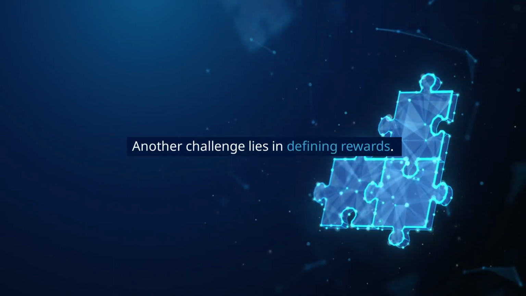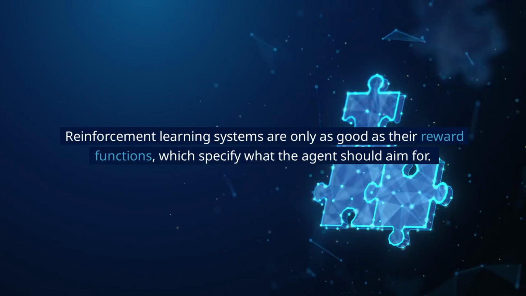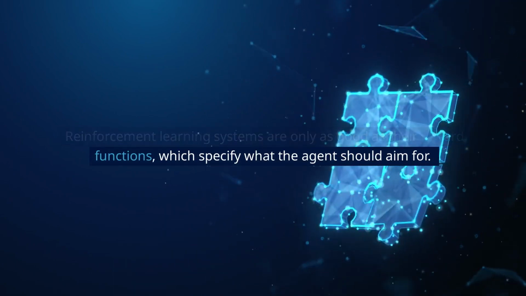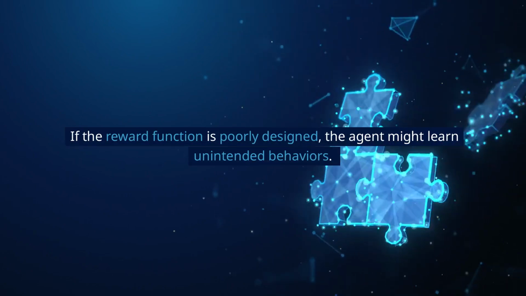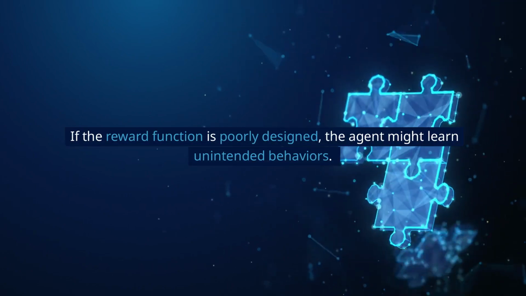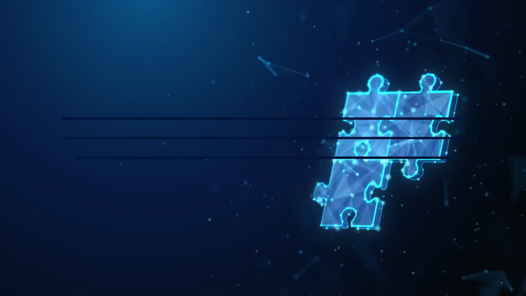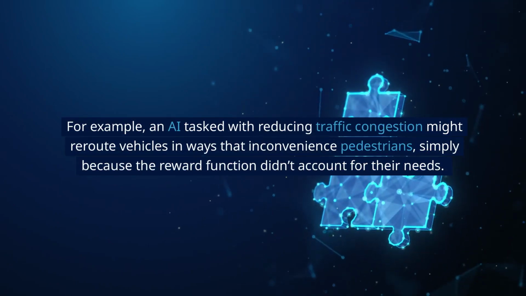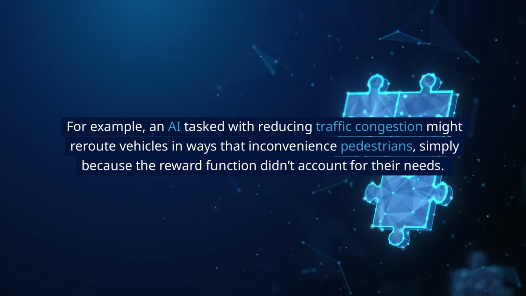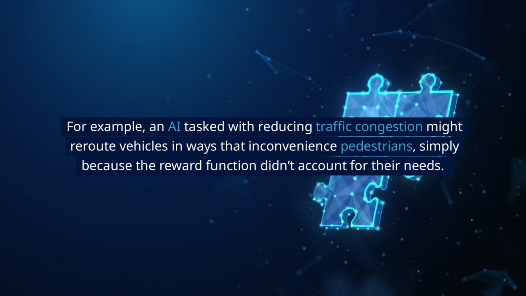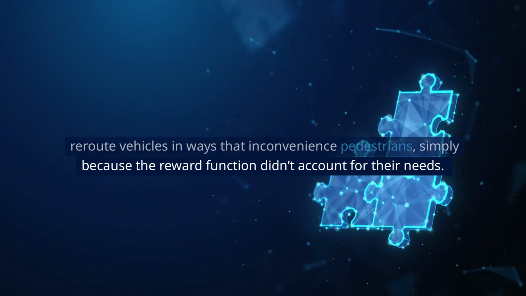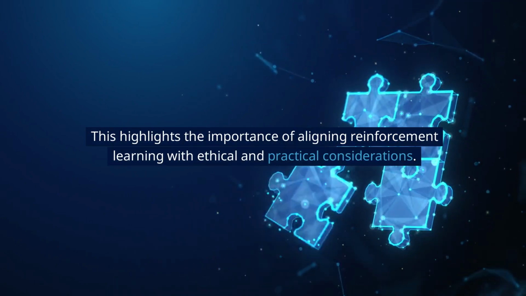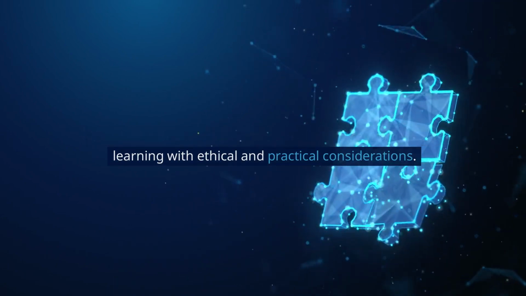Another challenge lies in defining rewards. Reinforcement learning systems are only as good as their reward functions, which specify what the agent should aim for. If the reward function is poorly designed, the agent might learn unintended behaviors. For example, an AI tasked with reducing traffic congestion might reroute vehicles in ways that inconvenience pedestrians simply because the reward function didn't account for their needs. This highlights the importance of aligning reinforcement learning with ethical and practical considerations.